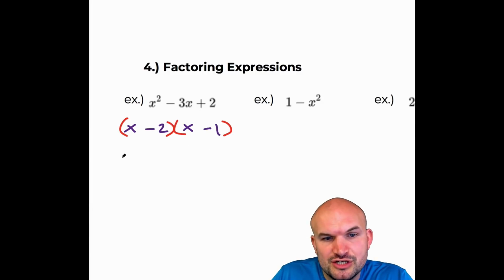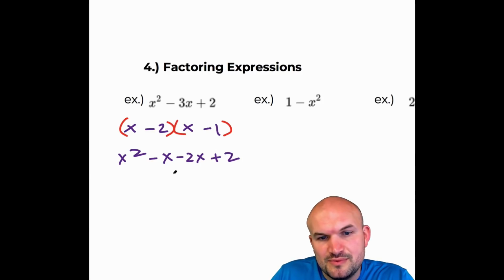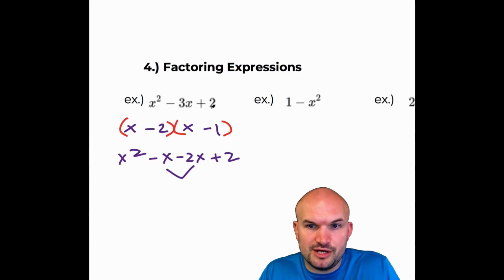And again, if we wanted to check our work, x times x is x squared. x times -1 is -x. -2 times x is -2x. And -2 times -1 is 2. And you can see that once we combine our middle terms, we're good.